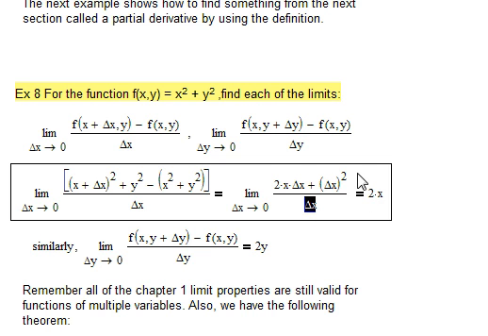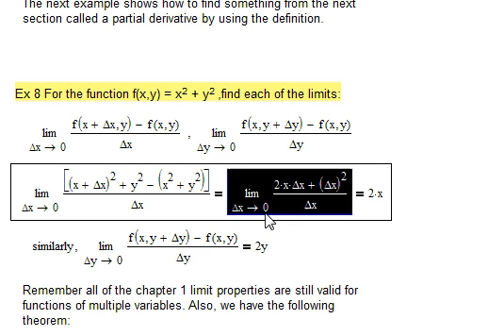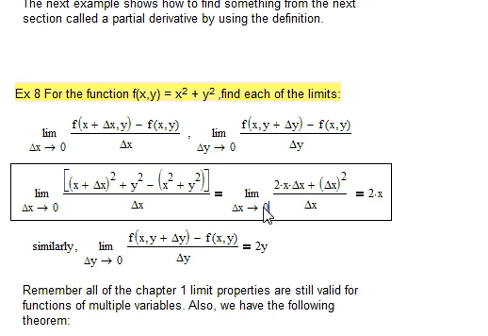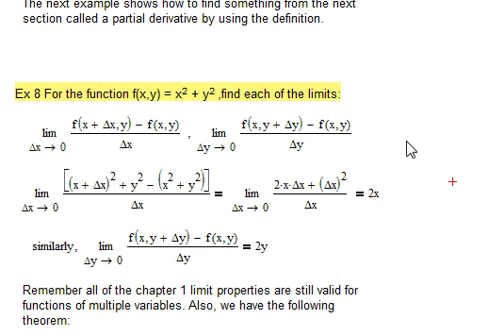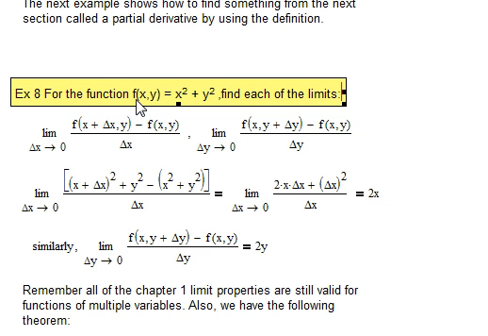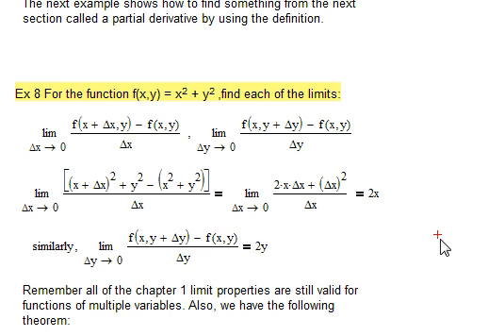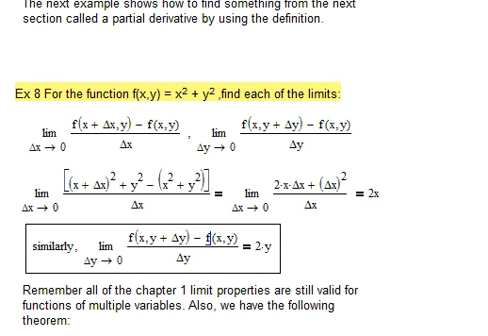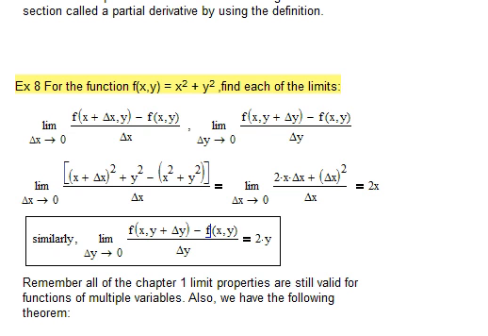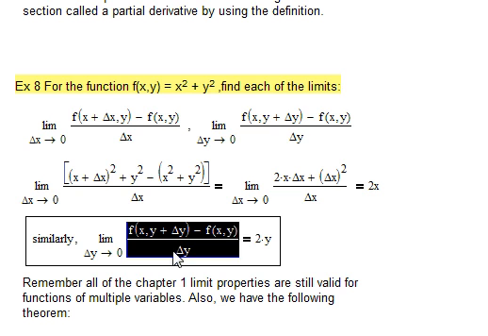If you factored out this delta x and canceled it, you'd have 2x plus delta x as delta x approaches 0. Well, as delta x approaches 0, it's just 2x. And so what we found was the partial derivative of this function with respect to x is 2x. And I'm not going to do it, but you should see for yourself that the partial derivative with respect to y, just based on this, comes out as 2y. So I'll leave that for you to do on your own.